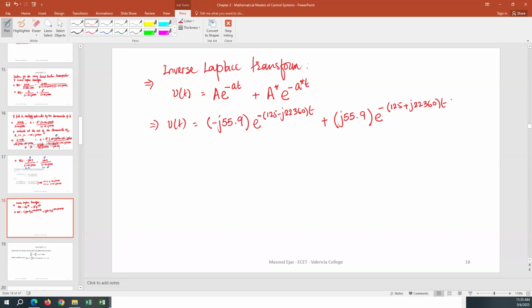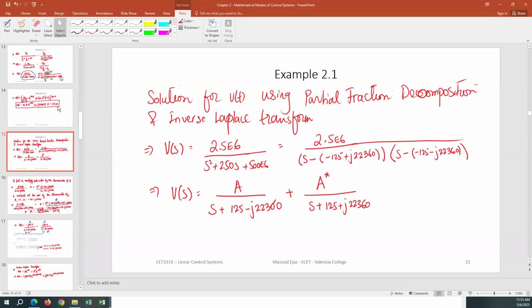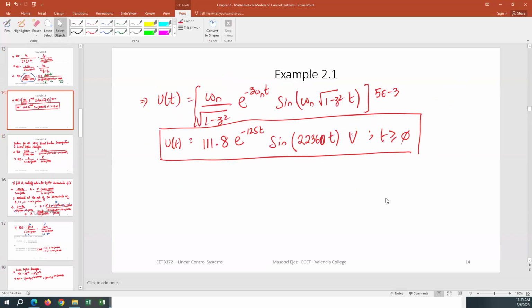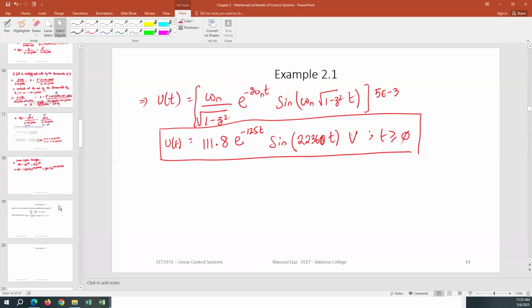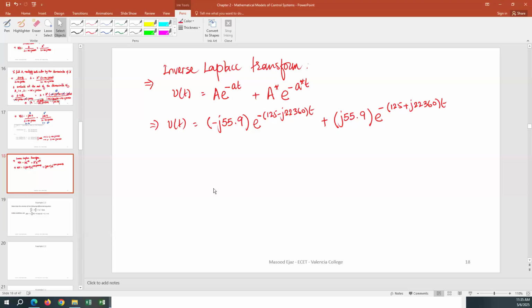This is not the final answer, because remember, we already know the answer, which is something like this. The answer is something like this. It's an underdamped function, right? E to the power negative 125 is the exponential, and then sine 22360 is the sine. So it's an underdamped function. Our answer so far does not look like this. That doesn't mean we cannot get to that answer.